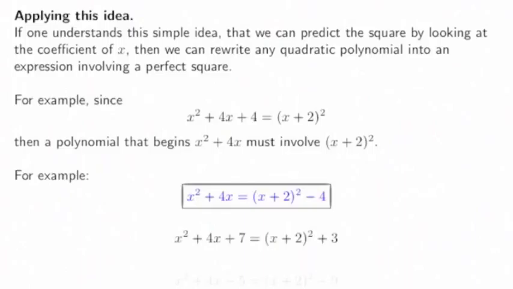So, for example, x squared plus 4x plus 7 is x plus 2 squared minus 4 plus 7. In other words, x plus 2 squared plus 3. Or x squared plus 4x minus 5 is x plus 2, the quantity squared, minus 9.